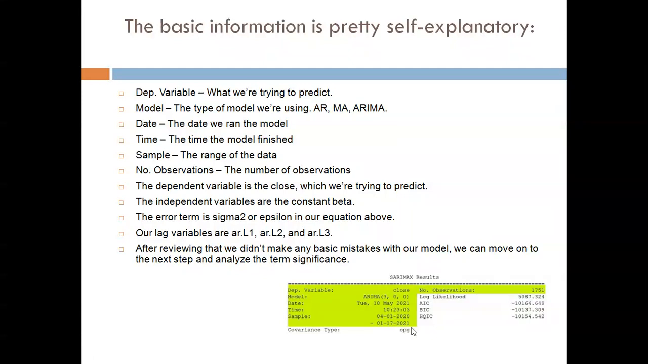The dependent variable is close, which we are trying to predict. The independent variables are the constant, beta. The error term is sigma2. All these, the dependent and independent variables, the constant, beta, sigma2, or all the lag variables L1, L2, L3, you will see on the next page.